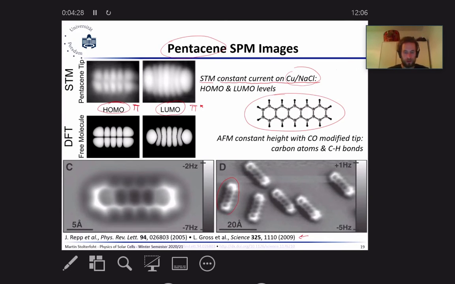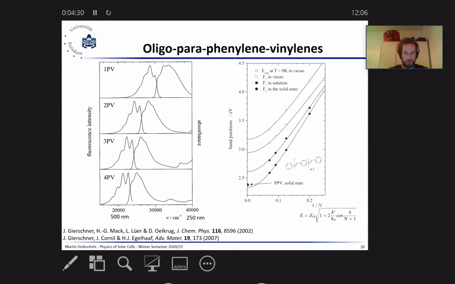Okay, then we go on with the electronic properties of organic semiconductors. So that is another important feature of organic semiconductors. This slide is about showing you that the longer the conjugation, the lower the band gap.